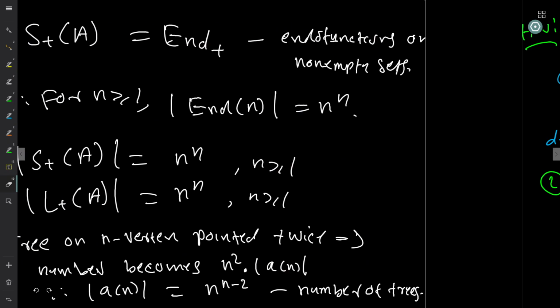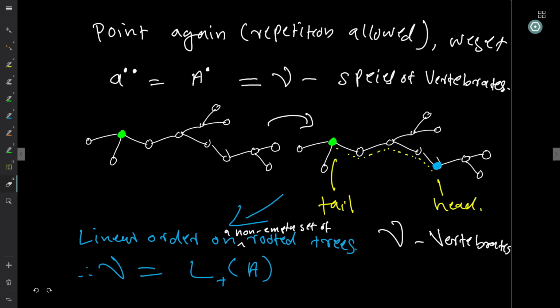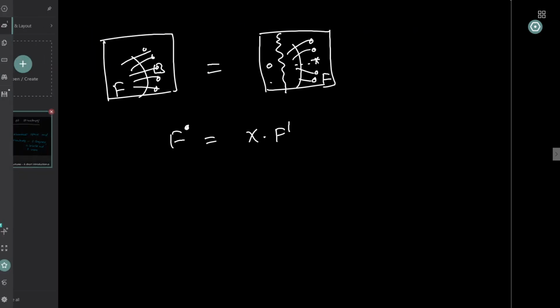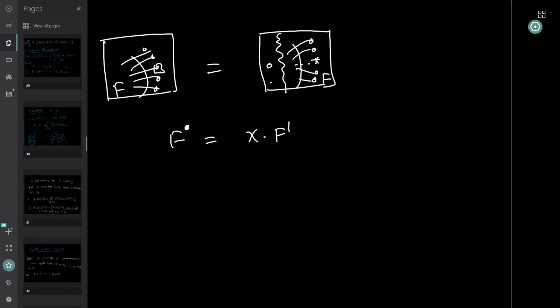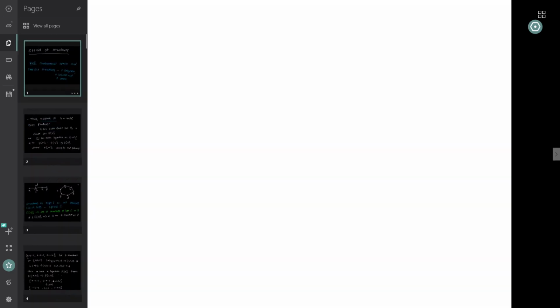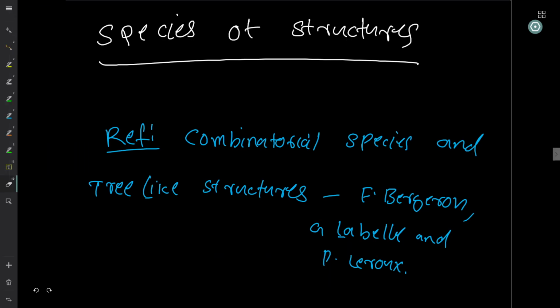So we wind up the short introduction to the species of combinatorial structures, and if you want anything further on this topic, you can look at this nice book, Combinatorial Species and Tree-like Structures, by Bergeron, Labelle, and Leroux. You can refer to this, where there are more details, with lots of exercises and also much more advanced topics.